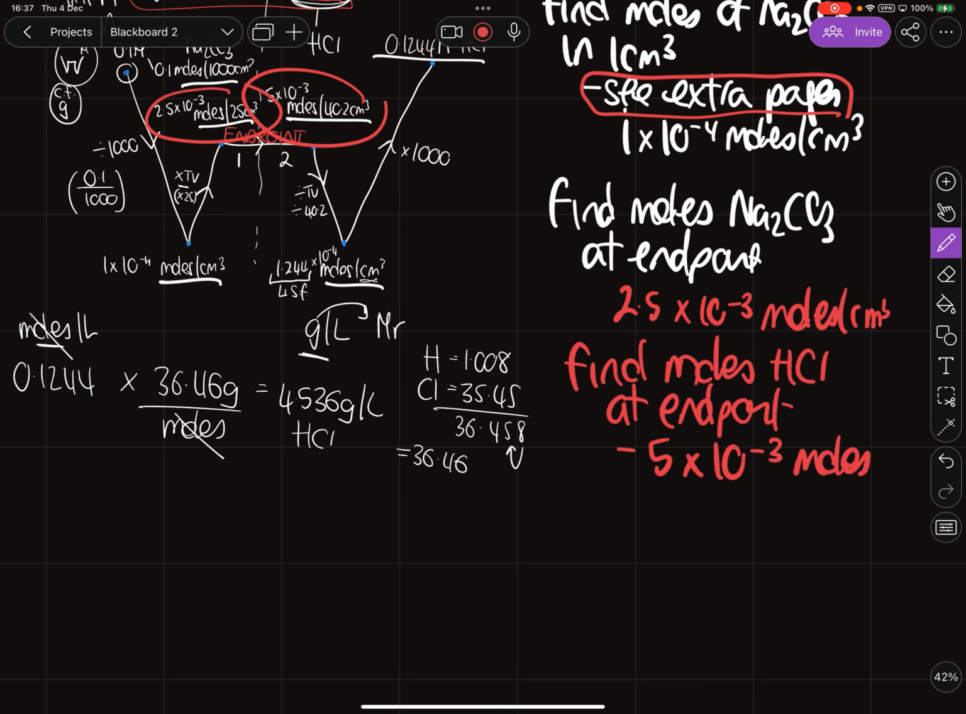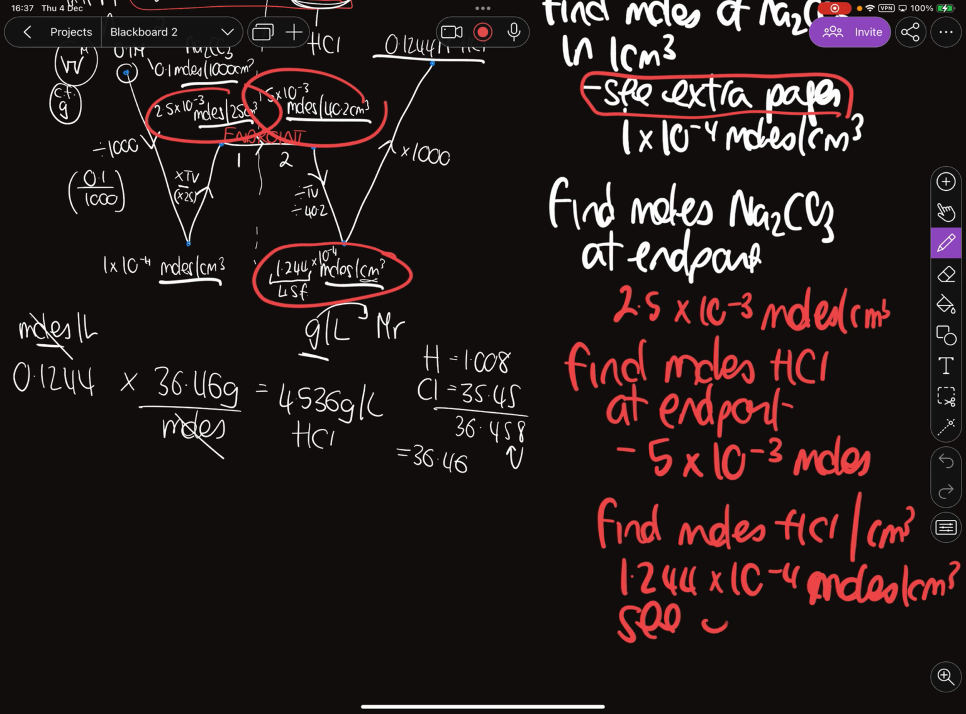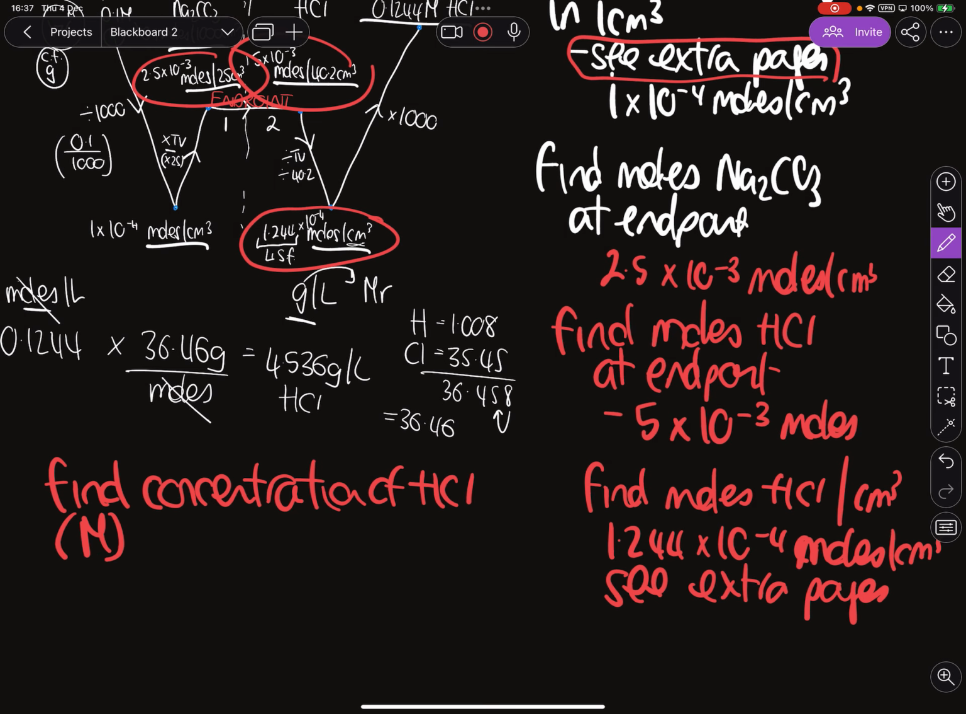The next question that they might ask is find moles of HCl in 1 centimeter cubed. And then we're at this portion down here. So 1.244 by 10 to the minus 4 moles in a centimeter cubed. And again, we might be saying see extra pages so they can see how you worked that out. And then one of the final questions might be find concentration of HCl in a big M value. So that would be the 0.1244 big M.